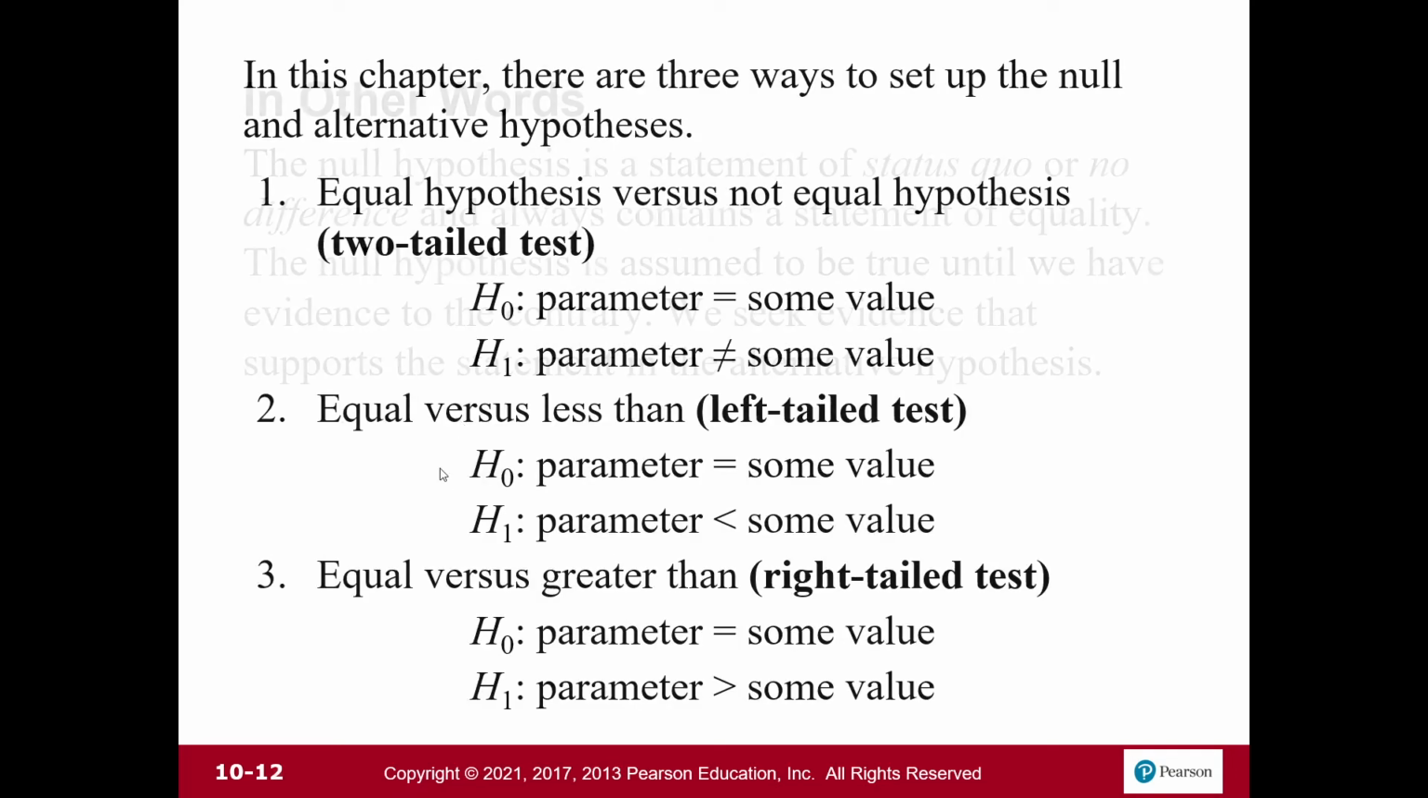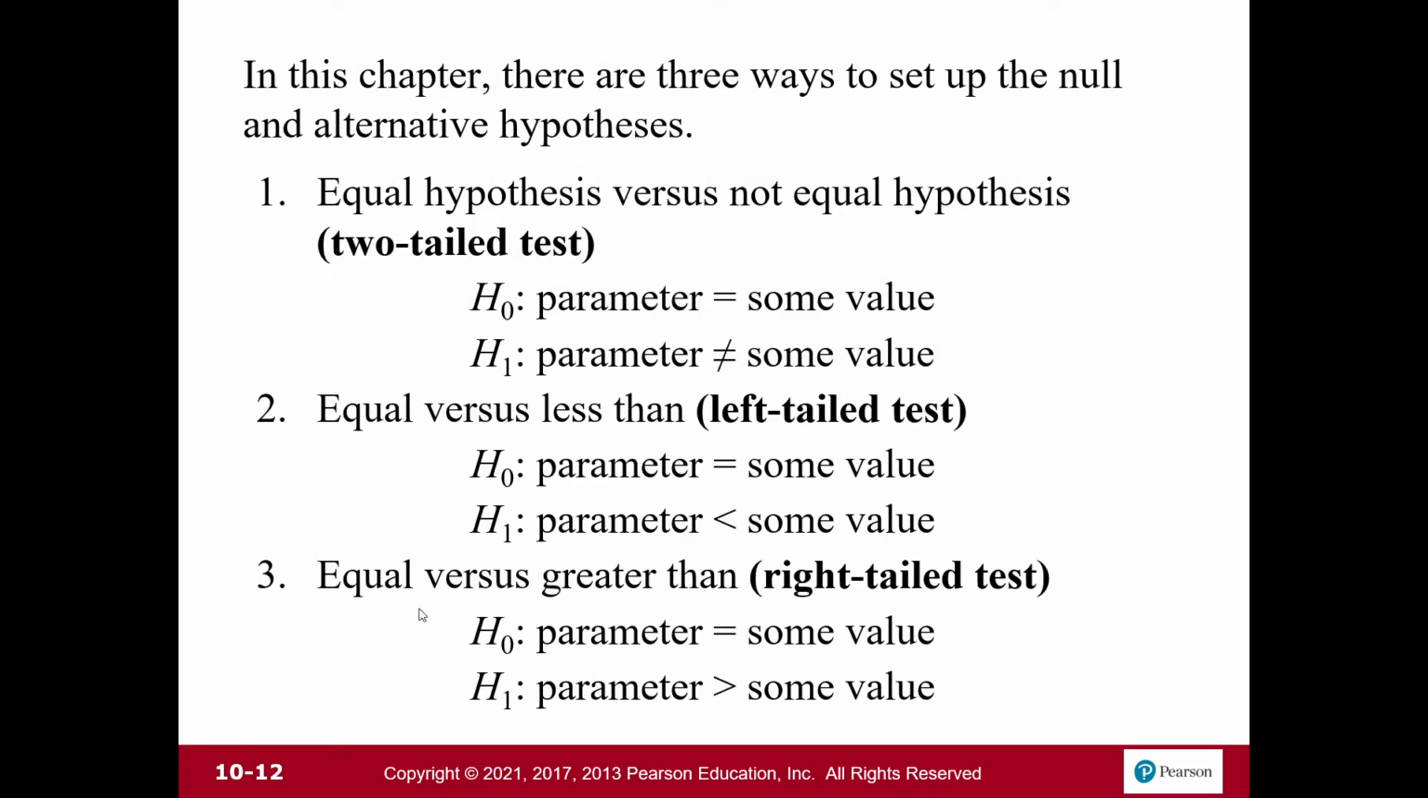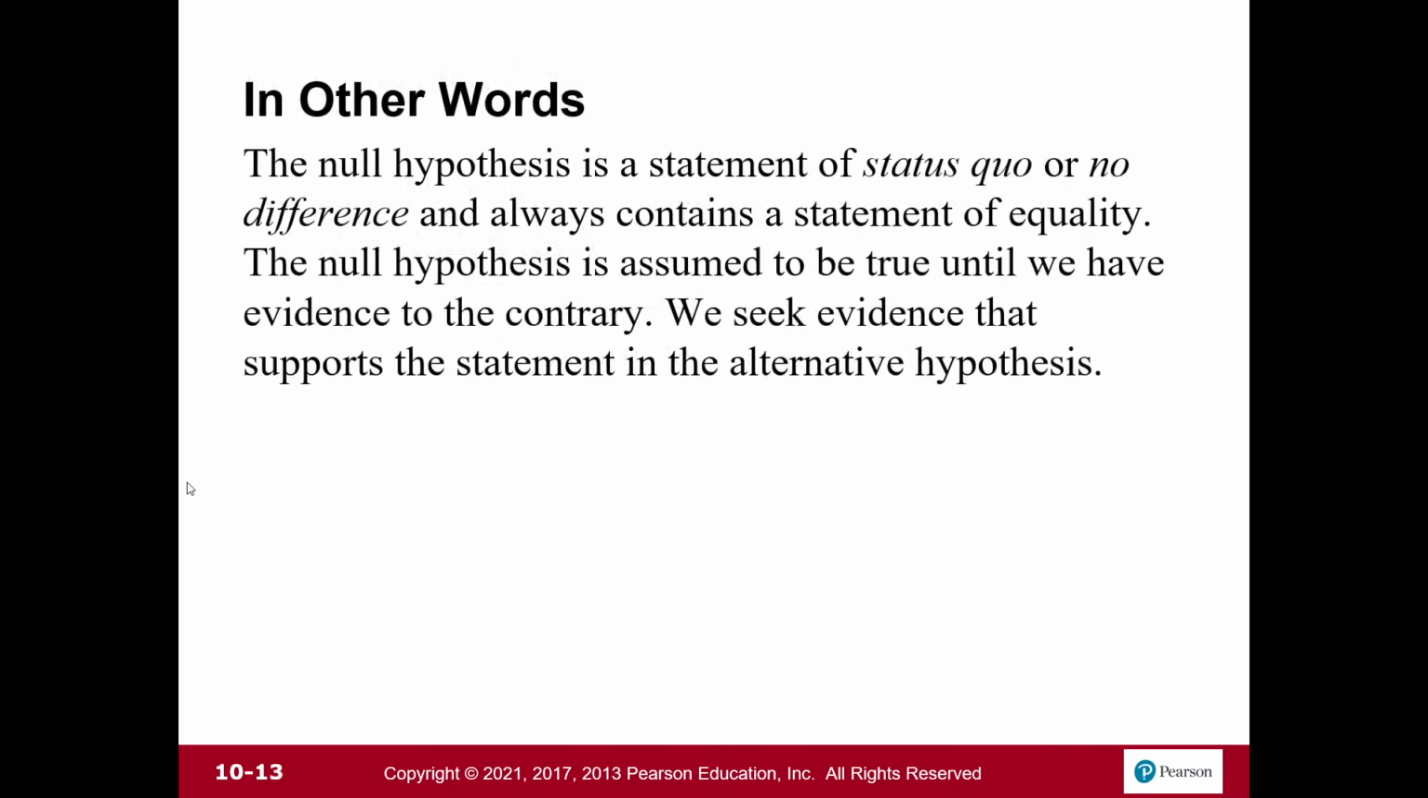And then the other case, the third case, is when we have the alternative greater, the parameter of the alternative is greater than some value. That would be our right-tailed test.